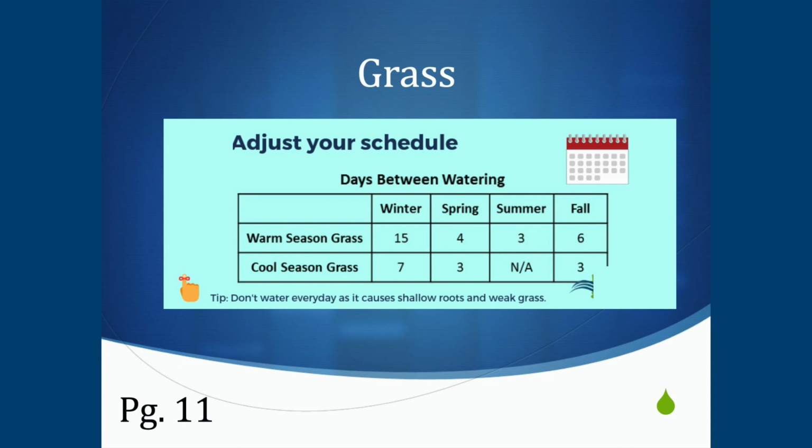So for instance, right now, when we're doing this, it's still summertime. Everybody's still going to have warm season grass. And so right now, the recommended days between watering will be every 3 days. Typically that means once every 3 days, you're going to water your lawn. So if you've been watering your lawn every single day, then you're likely watering it way more than it really needs in order to stay healthy.